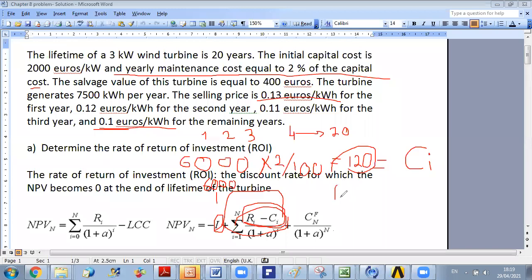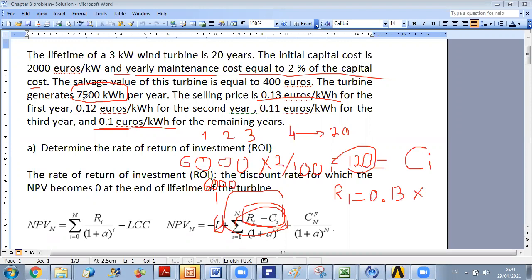For year 1, how do we calculate it? I have the selling price, which is 0.13 euros per kilowatt hour. I have the turbine's number of kilowatt hours. So I just have to multiply the selling price, which is 0.13, by the number of kilowatt hours.